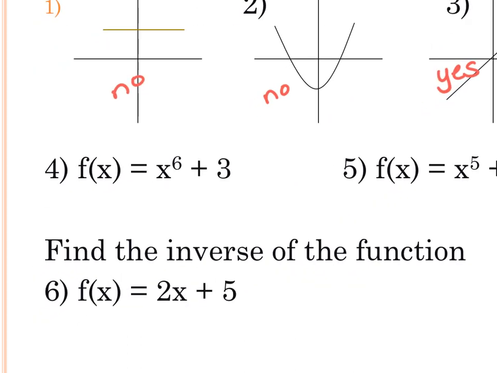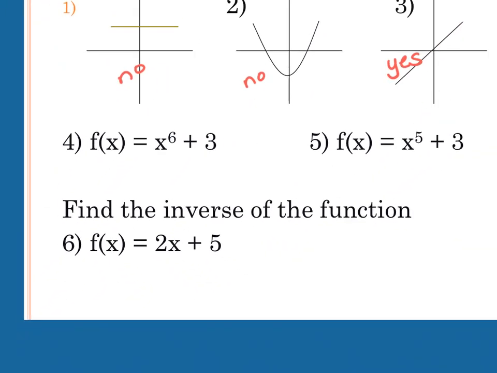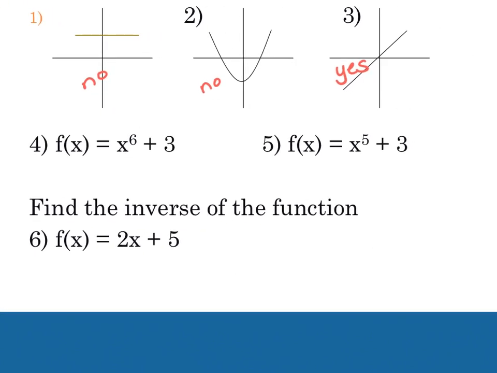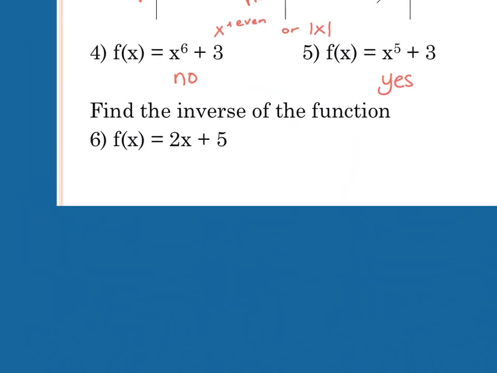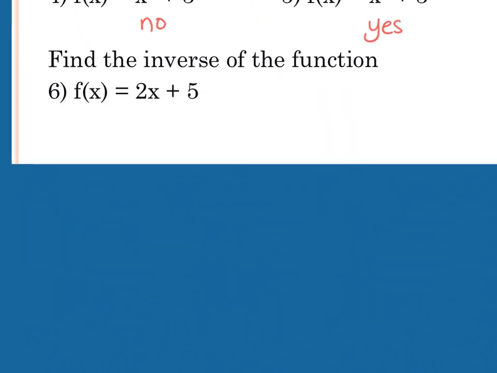And then 4 says f of x equals x squared, or x to the 6 plus 3. So when is it no based on the equation? When x is raised to an even power, or x is an absolute value. So does 4 have an inverse? No. Does 5? Yes. And then 6 is find the inverse of the function.